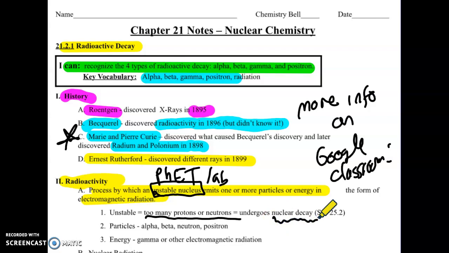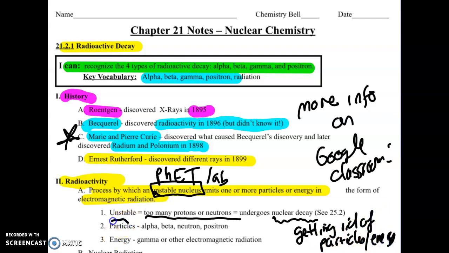It can undergo nuclear decay by either getting rid of particles or energy. So if that nucleus decides to become more stable, it wants to get rid of particles. They could be alpha, beta, neutrons, or positron particles. And we'll go through later to explain what each one of those is. The nucleus could also just give off pure energy, which is a gamma ray or other things in the electromagnetic spectrum. Sometimes it could be only particles, only energy, or even both.